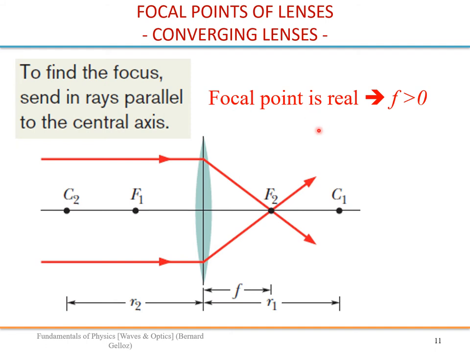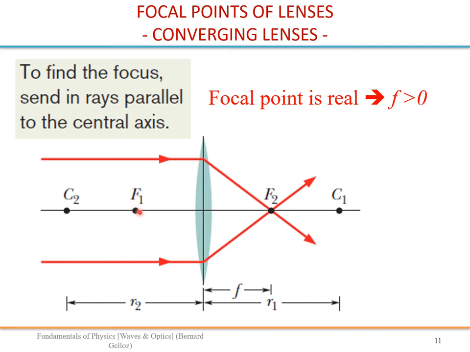Alright, so let's see all the variables that we have here. This defines the focal point, and we call that distance from that point F2 to the center of the lens F. And because this point is real, we say that f is positive. Okay, this is easy to remember. Real things are typically positive in these conventions.